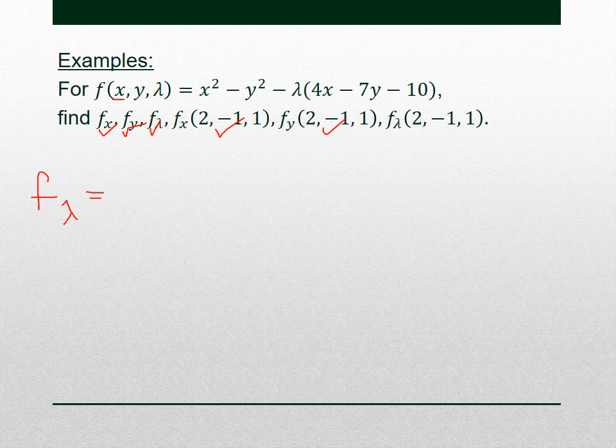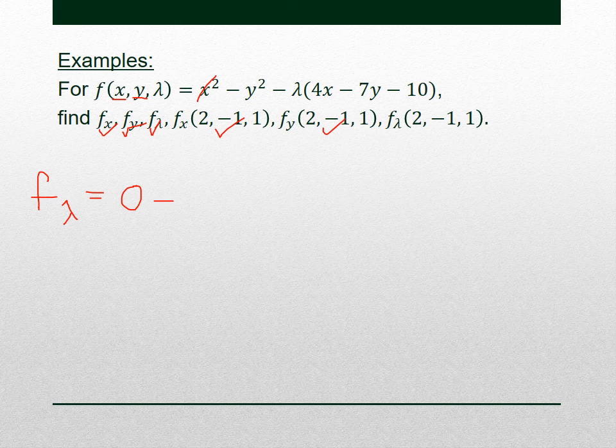Now we need to find f lambda, and this will be the last partial derivative we'll take here. So we're going to now treat lambda as our variable, and all the stuff that's not a lambda, the x and the y, as constants. So whenever we see an x and whenever we see a y, we'll treat them as a constant. Whenever we see a lambda, we'll treat it as a variable.